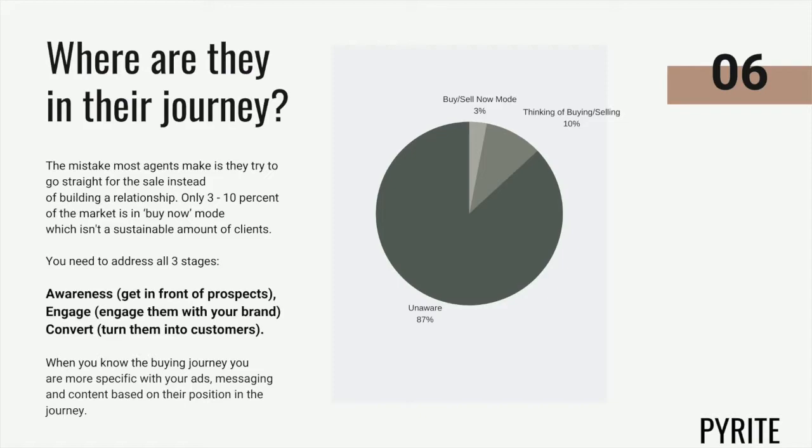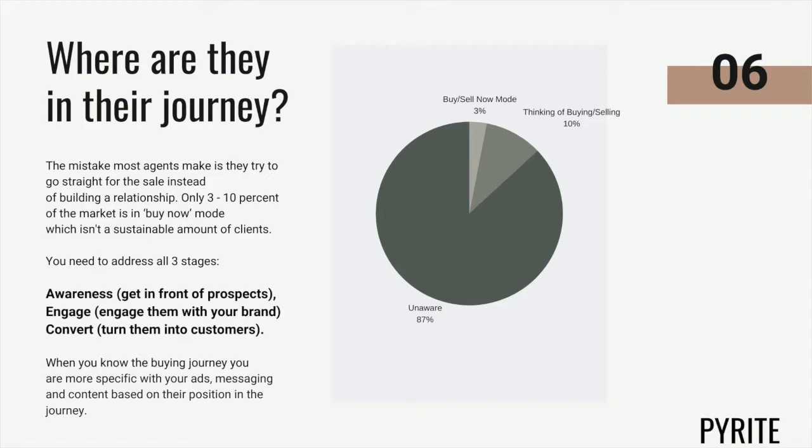So as I said, you need to address all 3 stages. Awareness, get in front of the prospects. Engage them with your brand, and then you can convert, turn them into your customers. When you know this buying journey, you are more specific with your ads, messaging, and content based on where they are in their journey. If you know that some people are actually thinking of buying or selling, you're going to be able to put them in a different sequence. And you could create your content around the fact that they are just about to buy a new home or sell their home and how to prepare for that.